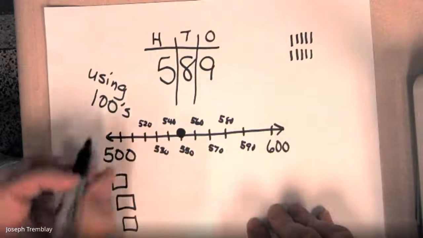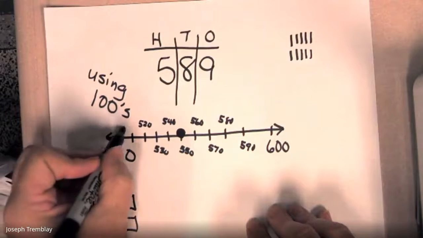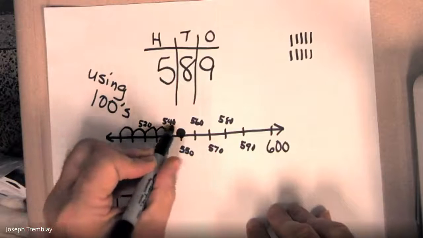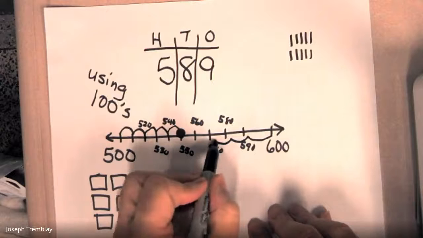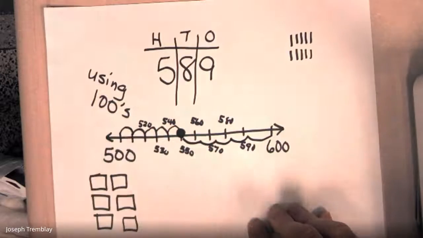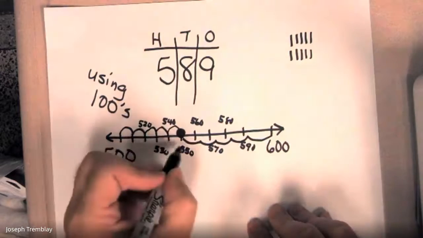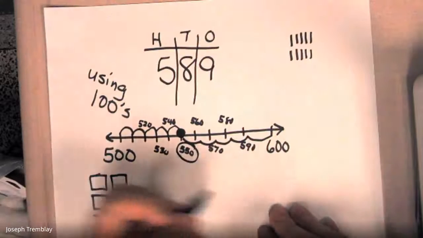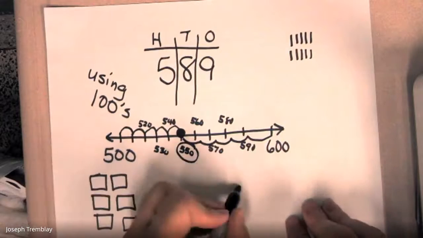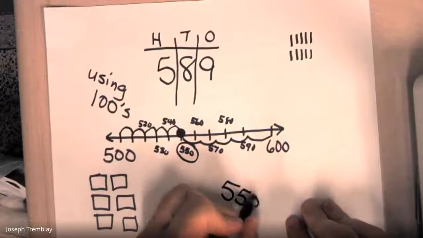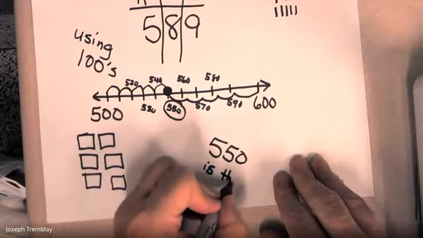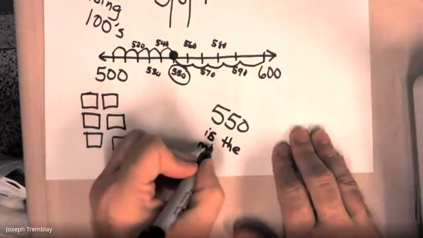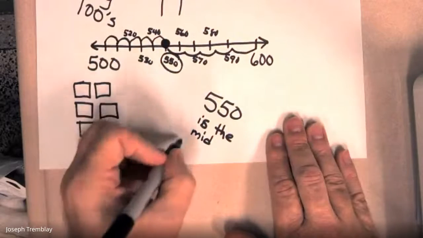Now, if I want to draw the humps, this is what it looked like. 1, 2, 3, 4, 5. And if I come back the other way, 1, 2, 3, 4, 5. Look, they both land on that same dot. This is my midpoint. 550 is the midpoint.